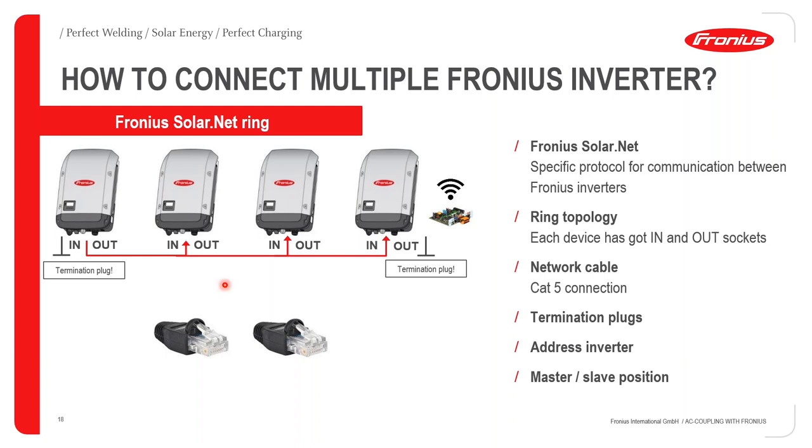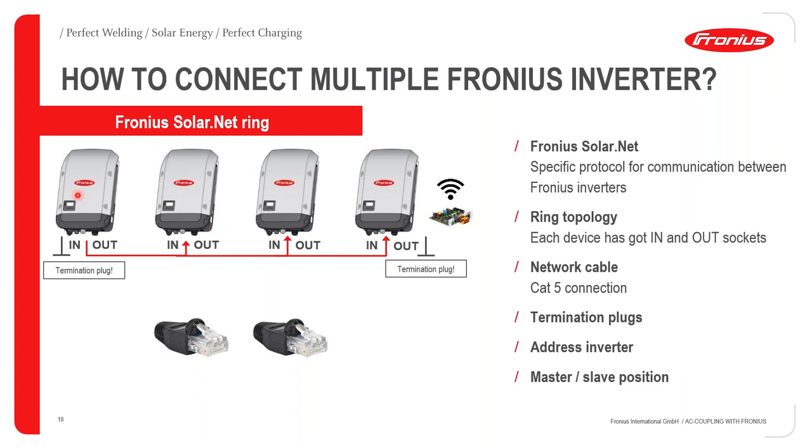And then of course, how to connect multiple Fronius inverters in the case where you have a SolarNet ring. A SolarNet ring basically entails the interconnection of multiple Fronius inverters. As you can see on our integrated unit under the inverter, we have the SolarNet ports, the stop plugs and the RJ45 ports. They are all indicative of in and out connection points for the SolarNet ring.